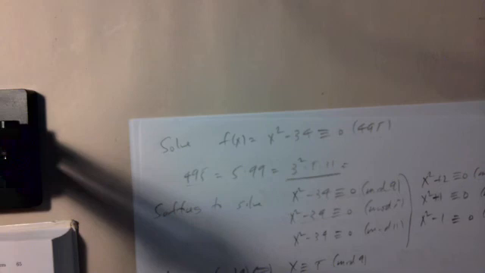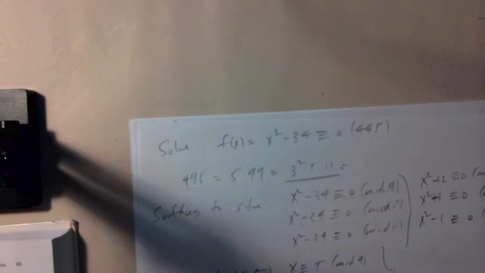X squared minus 1 is congruent to 0 mod 11 if and only if x is congruent to 1 mod 11. So I can solve these congruences modulo prime powers, and I can solve each one of them. What I have to do is find a single number a which satisfies these congruences simultaneously. I have to find a number a which satisfies all of these.